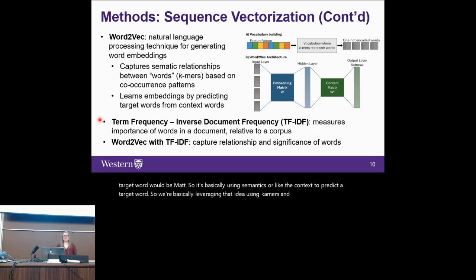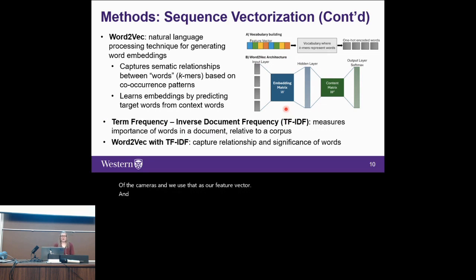And so the word2vec model is predicting the target words, and to do that, it's iteratively refining this embedding matrix. So what we do is we extract this embedding matrix, which is word2vec's internal representation of the k-mers, and we use that as our feature vector.